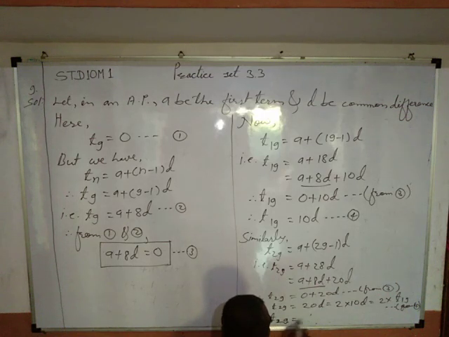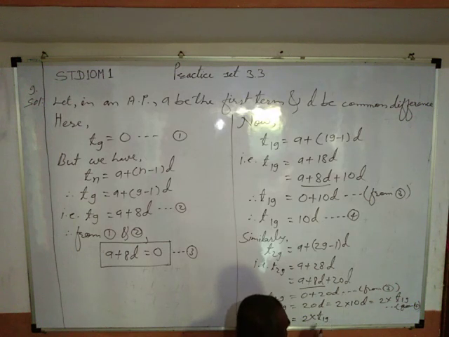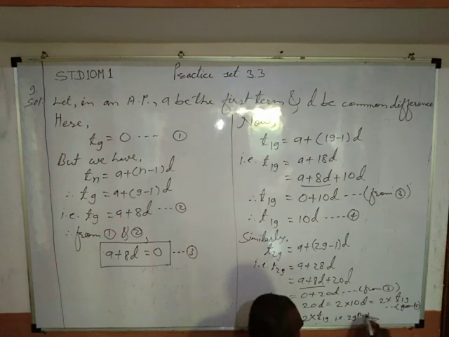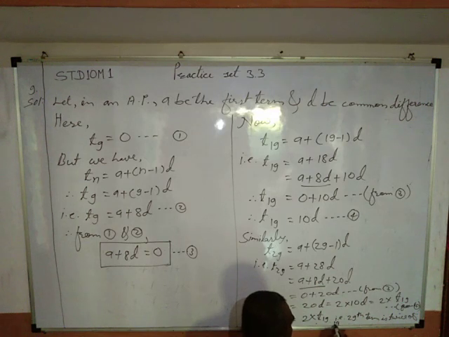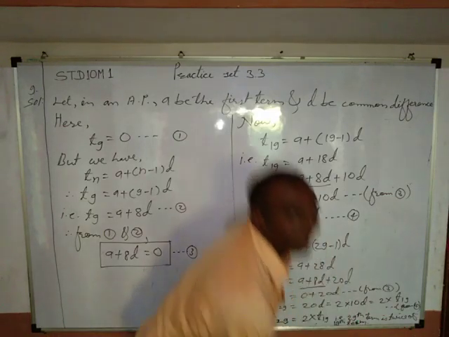And therefore T29 equals 2 into T19, that is the 29th term is twice of the 19th term. Hence the proof.